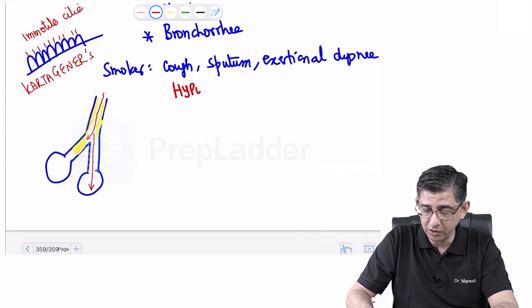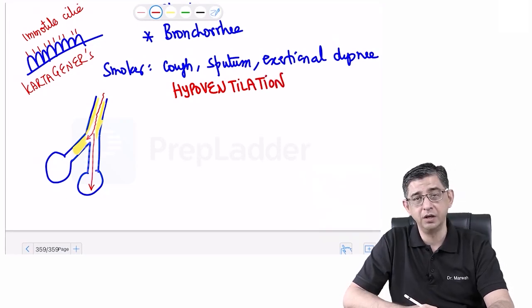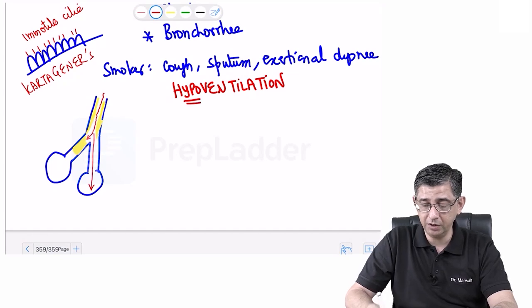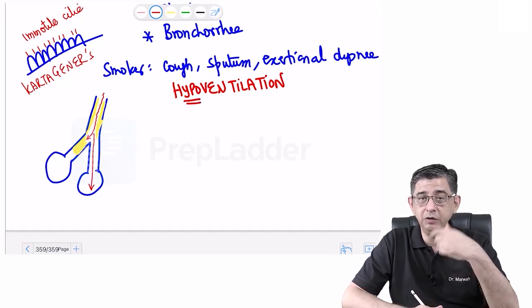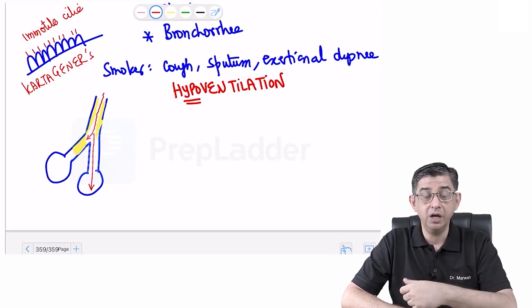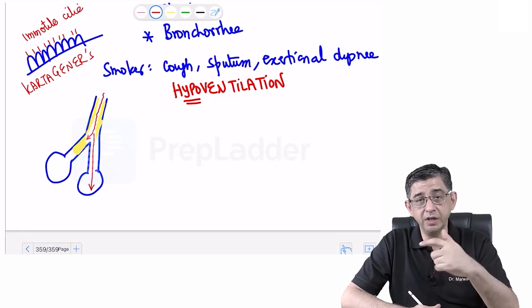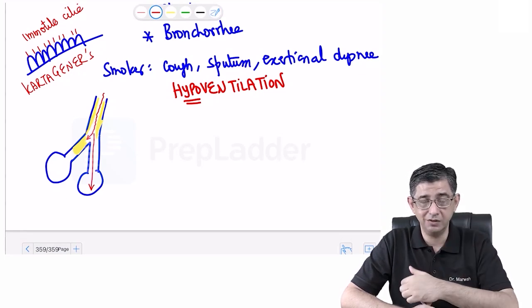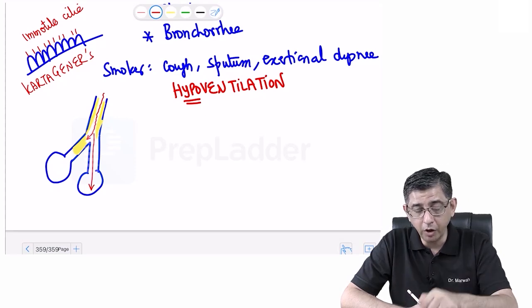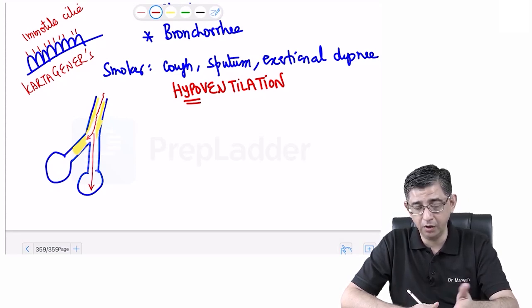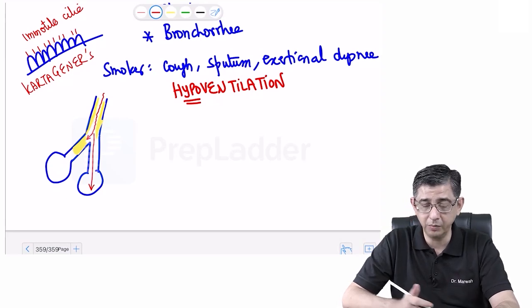In contrast, when I was describing emphysema to you, I was describing hyperventilation. Now I'm teaching you hypoventilation. Why am I saying hypoventilation? Because in this particular person, even if he will breathe faster, listen to the words carefully, even if he will breathe faster, even if he will use the accessory muscles of respiration, he will still not be able to deliver oxygen into the airways. Why? Because there's a physical obstruction present.